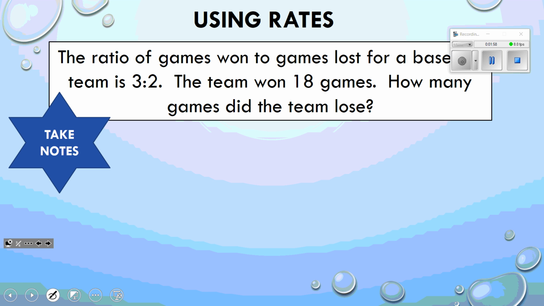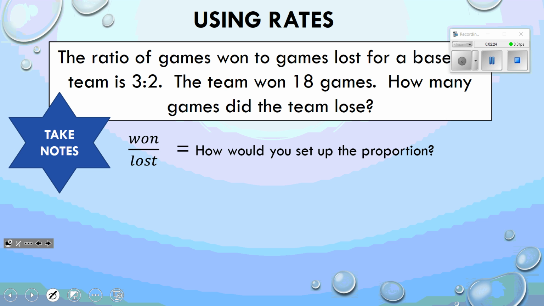The ratio of games won to games lost for a baseball team is 3 to 2. The team won 18 games. How many games did the team lose? So again, if you read the first part, the ratio of the games won to games lost tells us that in the ratio, 3 is referring to the number won and 2 is referring to the number lost. So we're going to set it up like that. Won on top, lost on the bottom. 3 to 2. And then it said the team won 18 games. So we put that on the top because the top is where we're putting the victories. And the missing number is on the bottom.